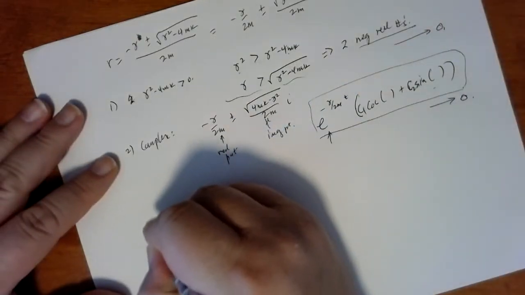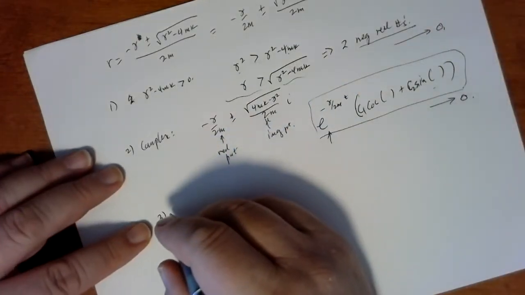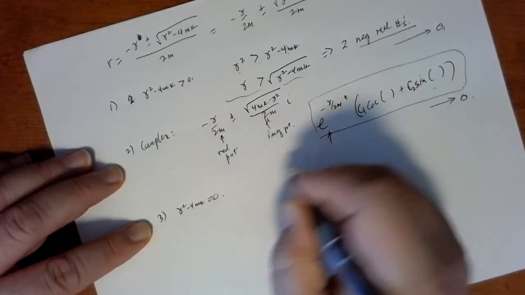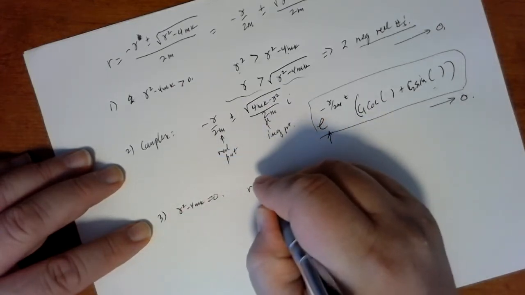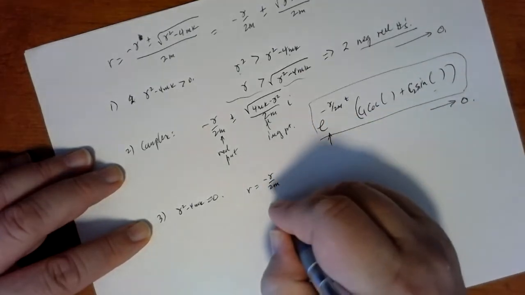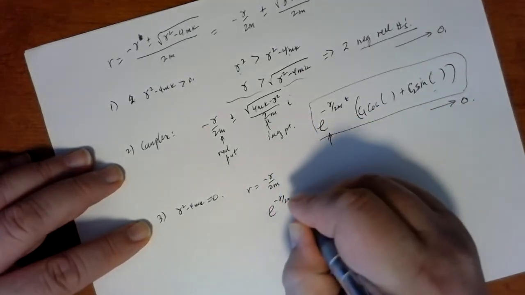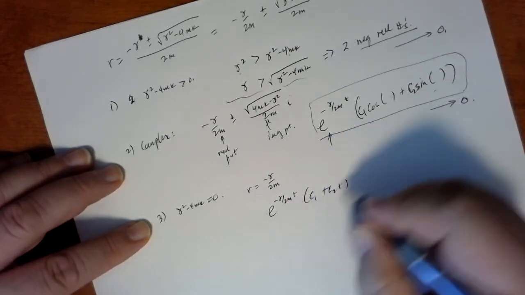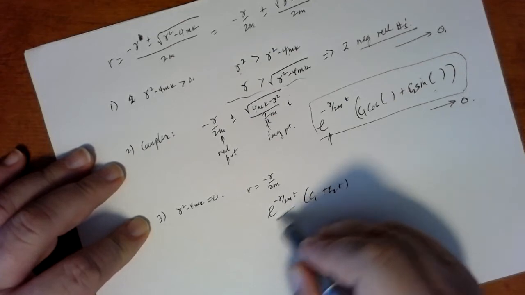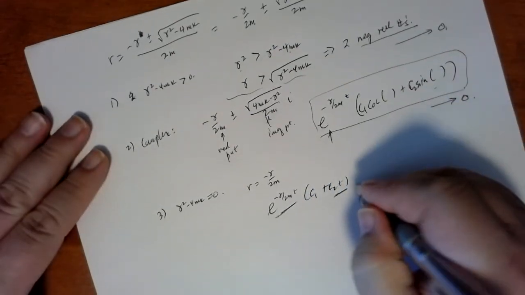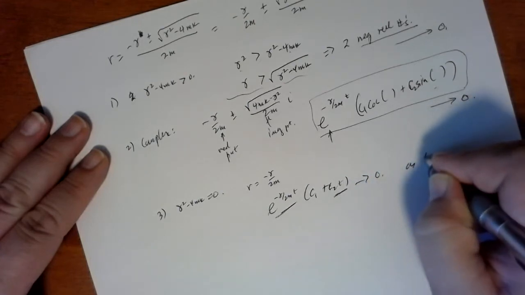And finally, the last case: do we still go to 0 if gamma squared minus 4mk equals 0? Well, in that case, our roots are a double root. And so we have e to the minus gamma over 2m t times c1 plus c2 t. And in this case, the exponential function is going to kill off the polynomial. And so this will also go to 0 as t goes to infinity.